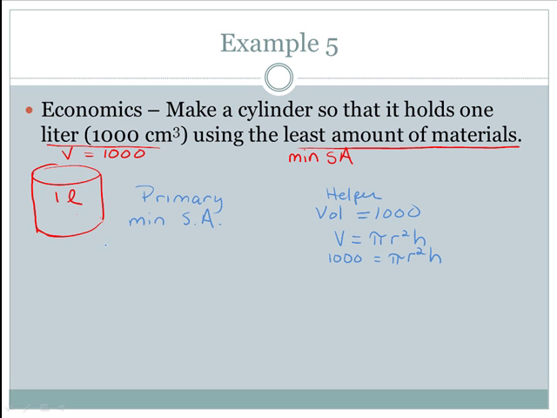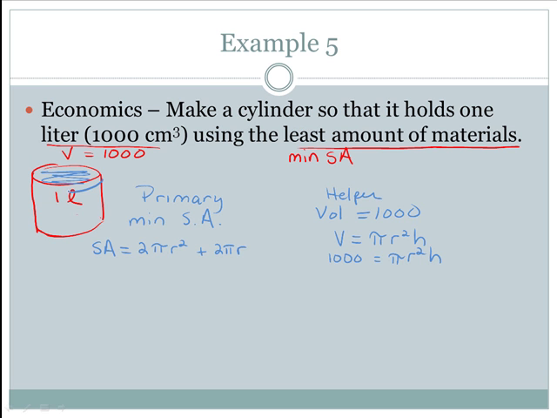Now, our surface area formula, and if you don't know these, you look them up, but we have 2 circles, one on top and one on bottom, so that's 2 pi r squared. And then we have the label, that if you peel that label off, it becomes a rectangle, but it is 2 pi r, because that's the distance around the circle, times the height of the label. So that's how much metal we need for the can.